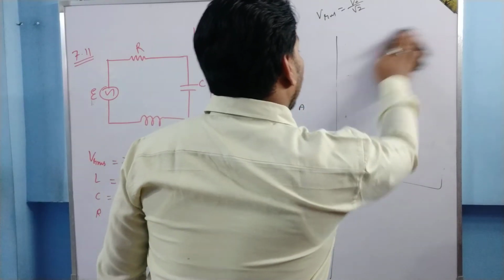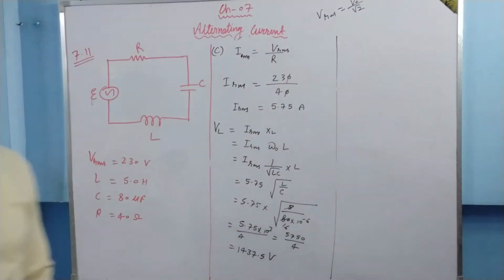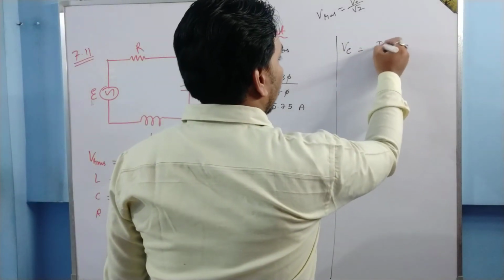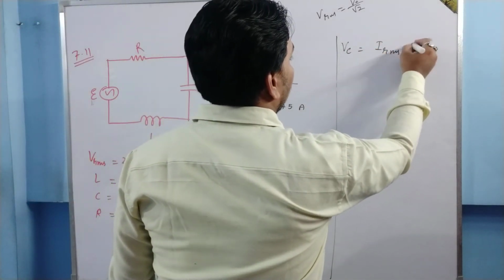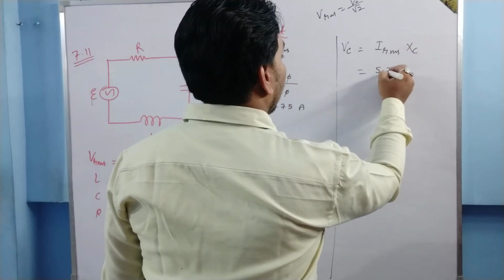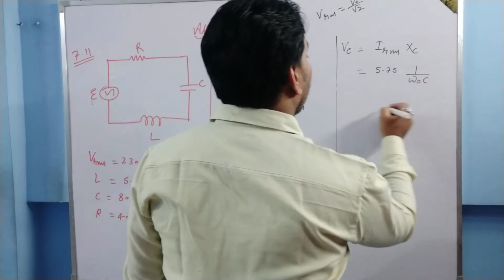Now we have to calculate the potential drop across the capacitor. So VC will be equal to IRMS into XC. IRMS is 5.75. For XC we can write 1 upon omega naught into C.